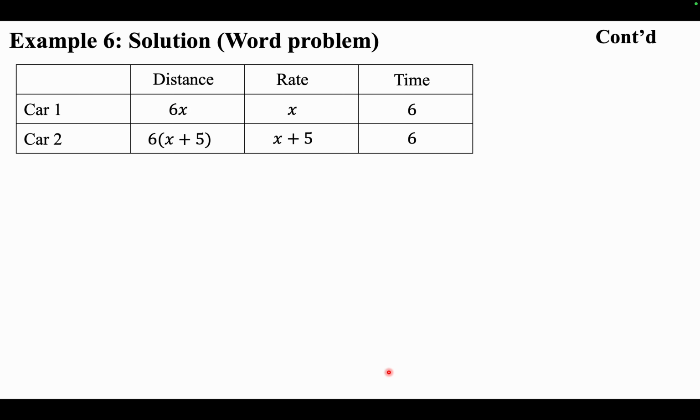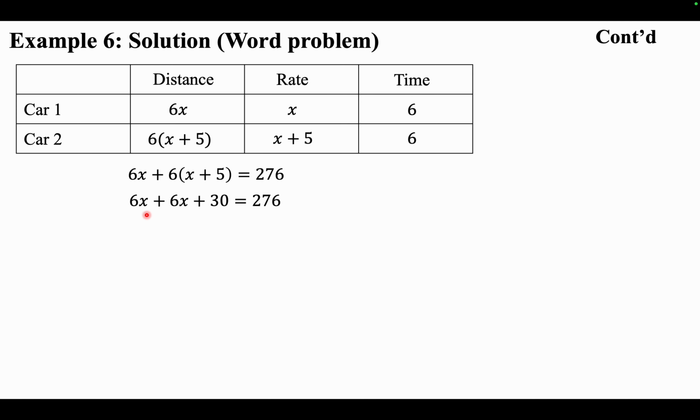Now, we also know that the distance that car 1 travels plus the distance that car 2 travels is going to be equal to the total distance that we were given, which is 276, right? The distance from car 1 plus the distance from car 2 should equal the total distance, which is 276. So we can distribute the 6 and solve for x here. So let's distribute the 6 to get the following equation.